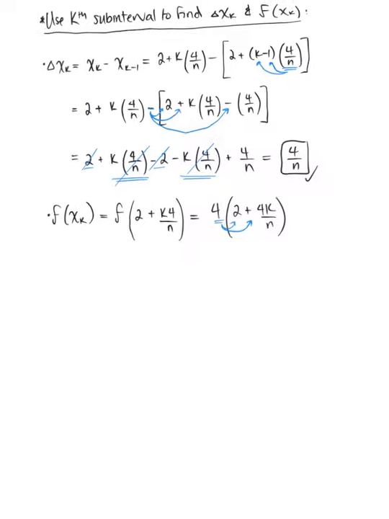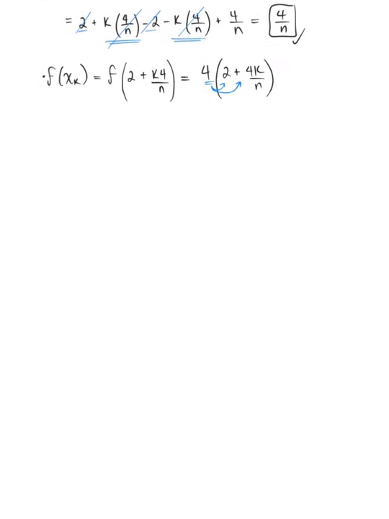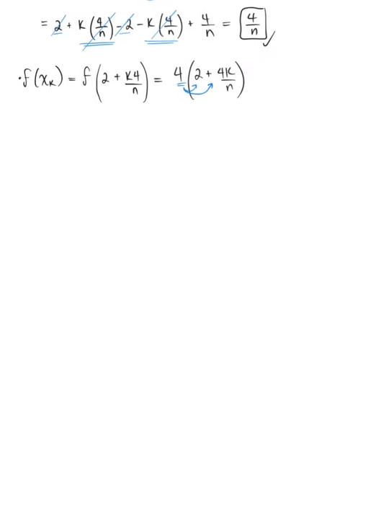We'll give ourselves plenty of room here. So if we distribute that 4 through, we're left with 8 plus 16 times k over n. So we have our width, and now we have our height. So we're ready to go ahead and find a formula for Riemann sum.